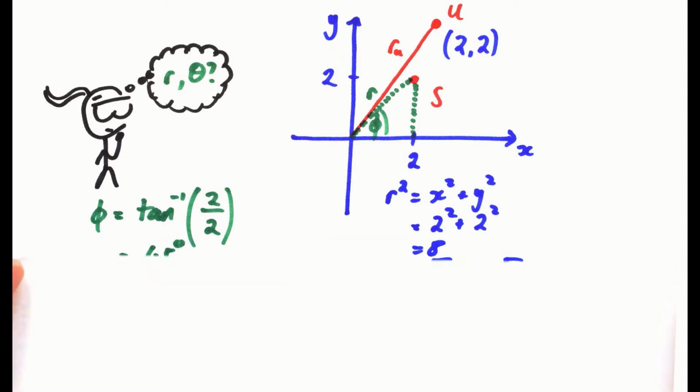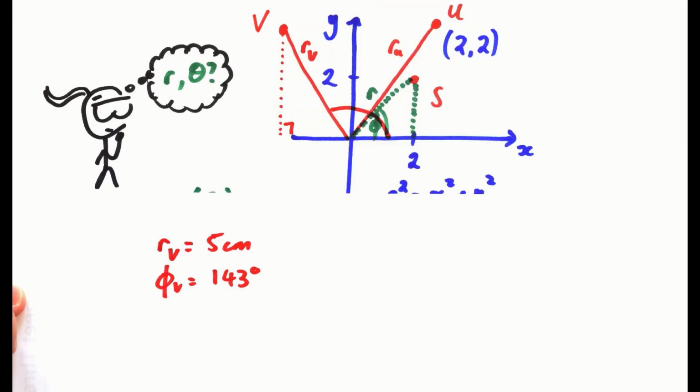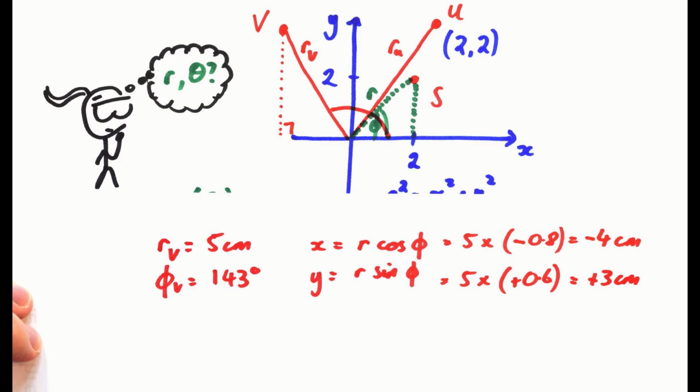Finally, let's consider point V, again a radius of 5 centimeters, but now at an angle of 143 degrees. It's tempting to think that there is a right-angled triangle now, but on the negative side of the x-axis, necessitating a calculation to determine the angle of interest. However, let's just look at what we did before and apply the same formulation. We said before that x is equal to r cosine phi, while y is equal to r sine phi. Let's apply this and see what happens. x becomes 5 times minus 0.8, equal to minus 4 centimeters, while y becomes 5 times plus 0.6, which is plus 3 centimeters, giving us the correct coordinates.